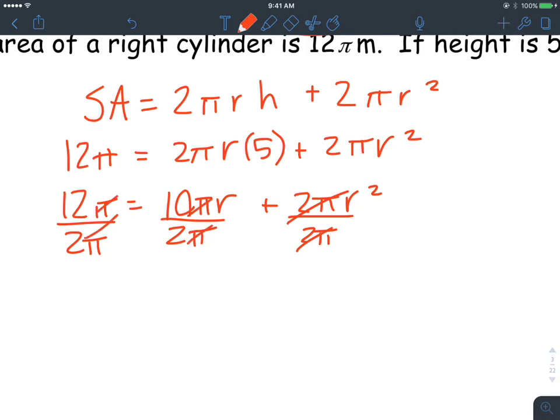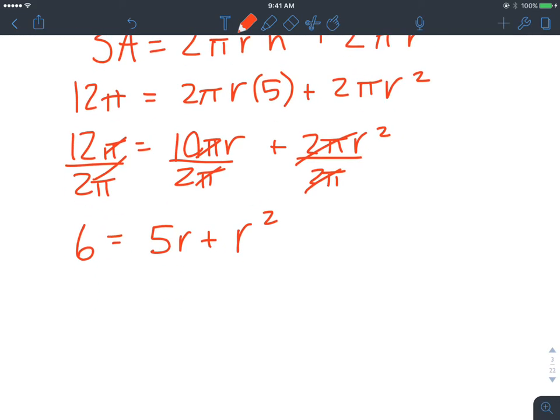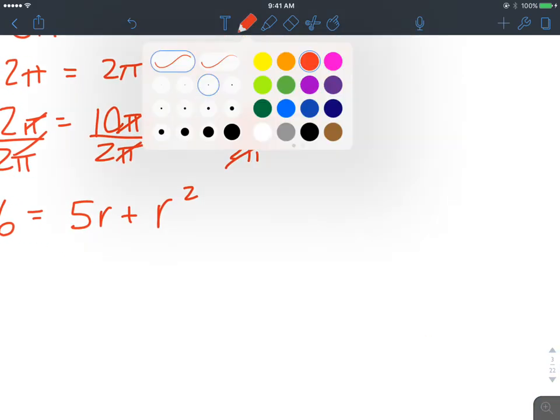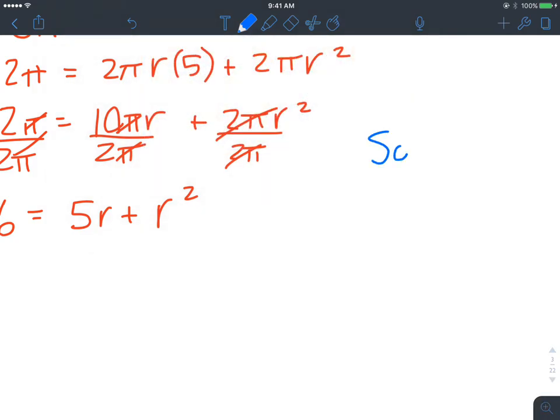So the pi's cancel out. You're going to have 6 on the left-hand side, and then 5r on the right-hand side, and then plus, the 2 pi's cancel out, so you have r squared. Okay, now this is actually what we call in Algebra 1 a quadratic equation. You have an r squared and a regular r. So we consider this a quadratic. And one of the techniques of solving a quadratic is solving by factoring. If you need a refresher on that, you can go on YouTube and find 150 videos on that.